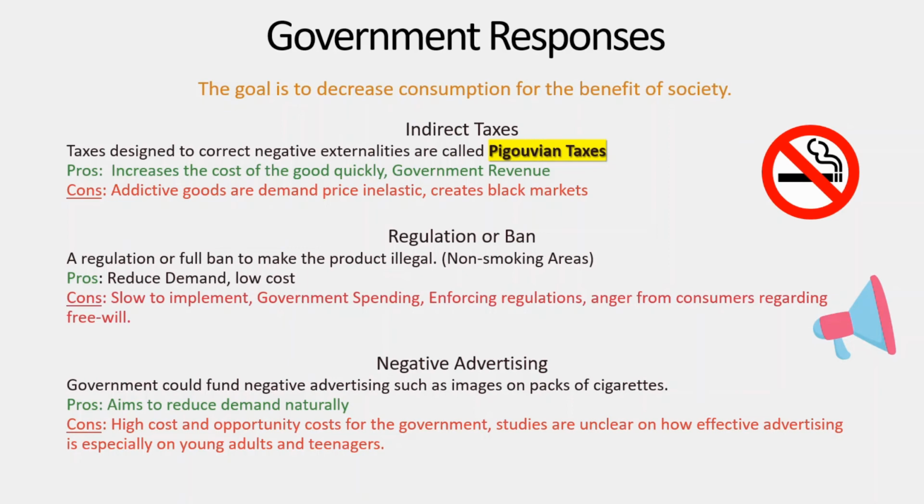You could do regulations or bans. This will be reduced demand, low cost, but it could be slow to implement. It costs the government money, enforcing regulation. It could lead to anger from consumers. You could do negative advertisement, but this has high cost and opportunity cost, and we are not really sure how effective all these measures are.